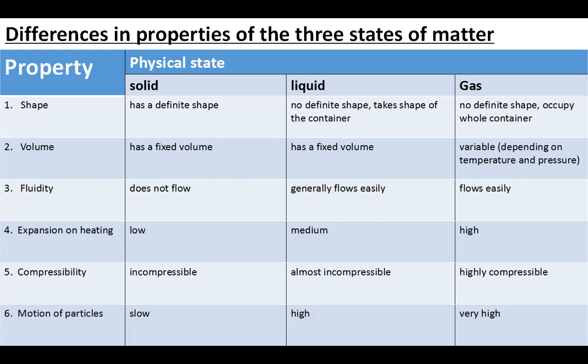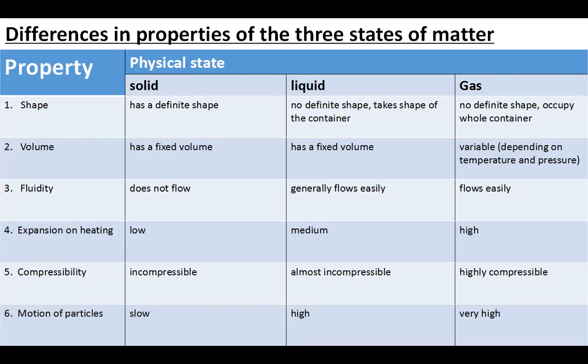Solids are incompressible because the particles are packed together. Liquids are also almost incompressible, but gases are highly compressible because the particles are far apart. Now, the sixth one is the motion of particles. The motion of particles in solids is slow compared to liquids, where it is high, and in gases it is very high. So these are just a few properties and how they exist in the physical states of solid, liquid, and gas.